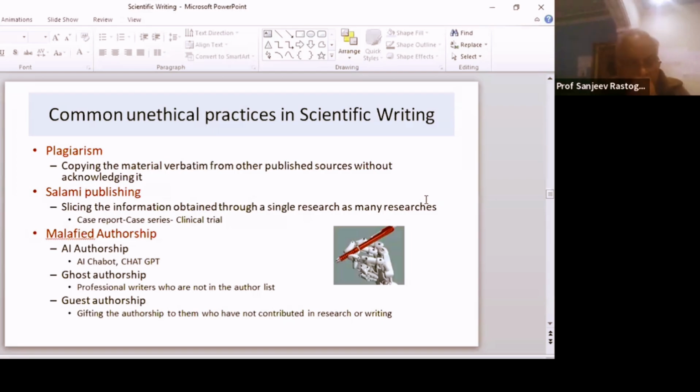And guest authorship is also a very prevailing condition in Ayurveda in India. I believe that in many other places it also prevails. This is gifting of authorship to those who actually have not contributed to research or writing. So sometimes we gift authorship to people in the form of obligation or in the form of mobilizing some people. For example, you mobilize the institutional head, or the head of the department, or somebody for some different reason who has not contributed anything to the research article, but you gift them the authorship. So this is also unethical.